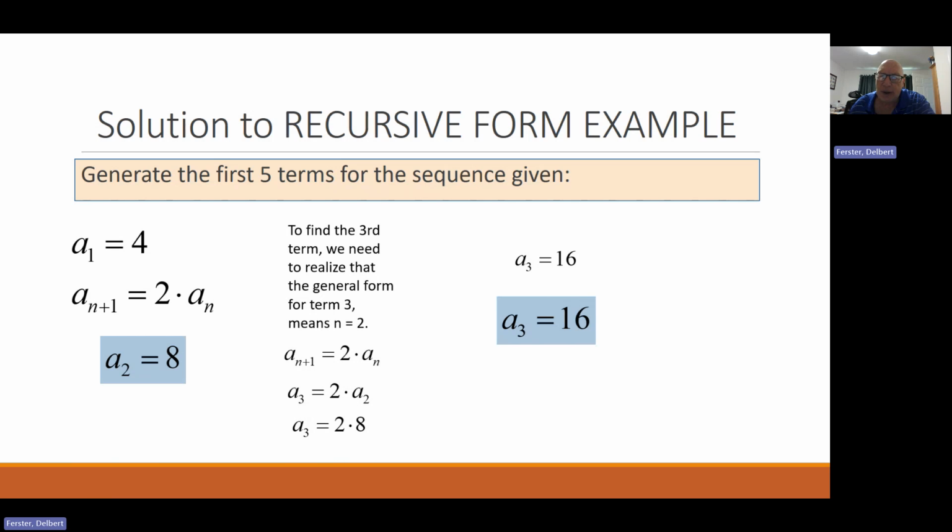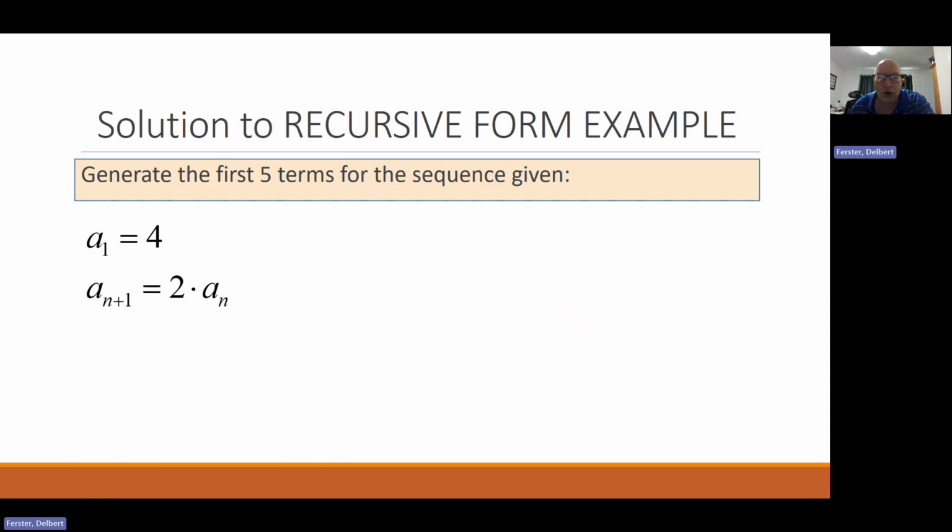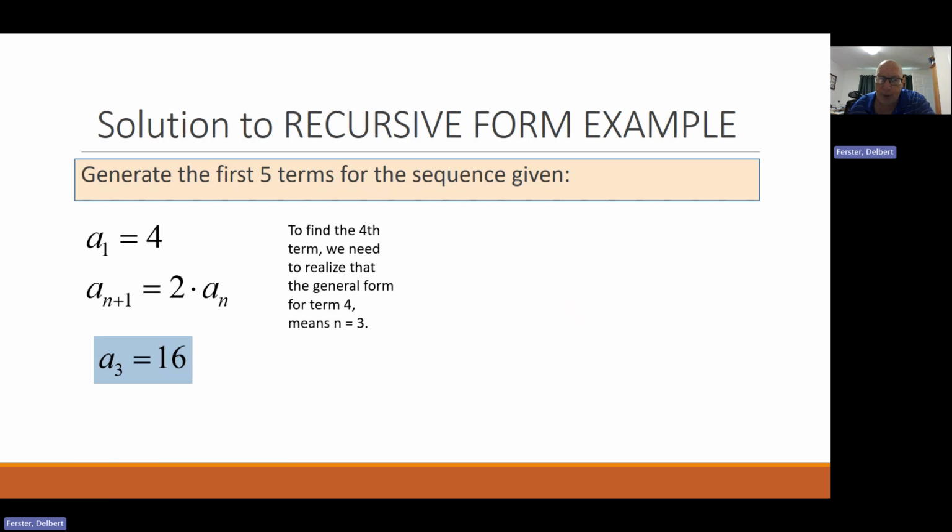So you can see what's happening here. We're taking a term that we already know and in effect doubling it to create the very next term in our sequence, reminding us that term 3 was 16. For that little subscript to be worth a 4, n has to be worth 3. So that makes term 4 2 times term 3, which is 2 times 16. That makes term 4 32.